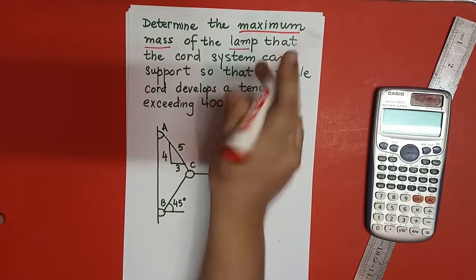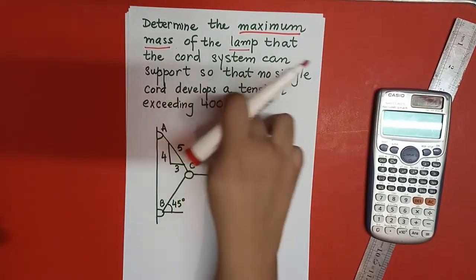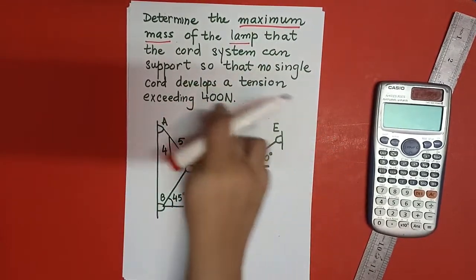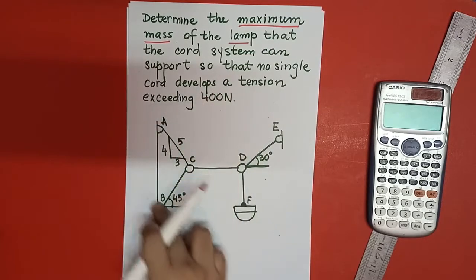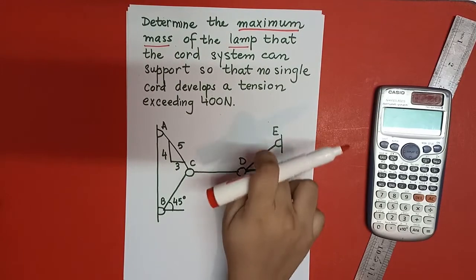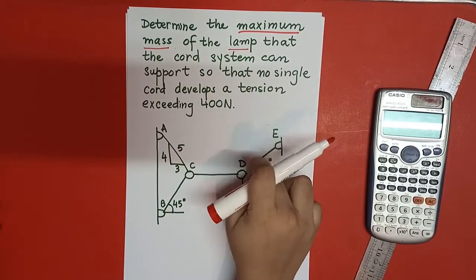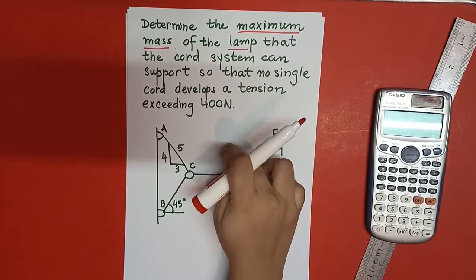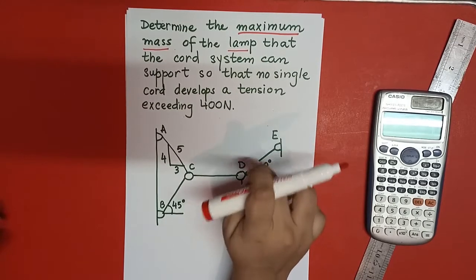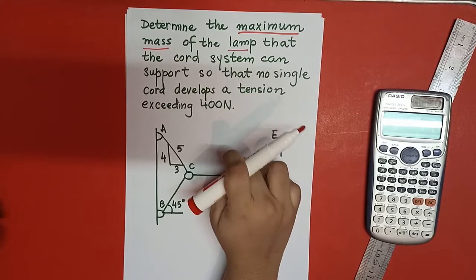We have to find out the maximum mass that the cord system can support so that no single cord develops a tension exceeding 400 Newton. It means we don't have any tension exceeding 400 Newton. All the tensions in this cable or cord system should be less than 400 Newton, or can be equal to 400 Newton, but not greater than 400 Newton. So this is the condition given in the question.